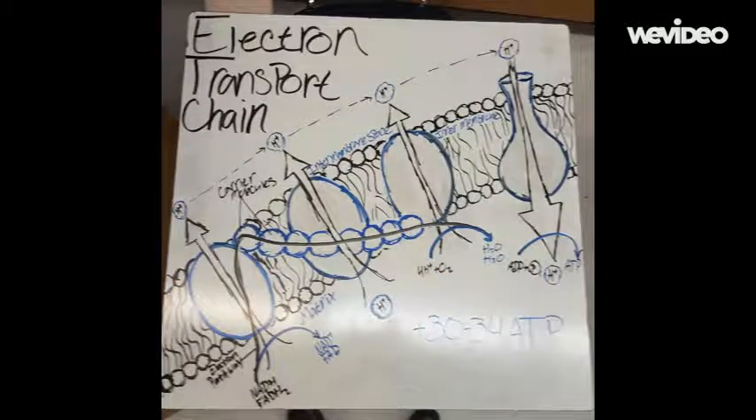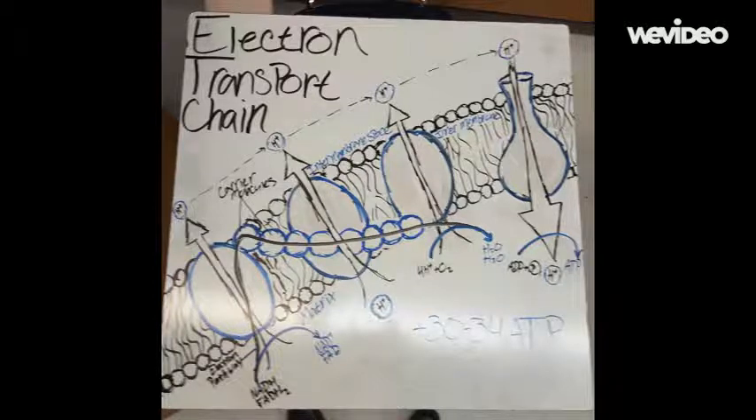NADH and FADH2 are high-energy electron carriers that make their way across the inner membrane of the mitochondria towards O2. O2 is extremely electronegative and it attracts the high-energy electron carriers. Special electron carrier proteins take NADH and FADH2 towards O2. They release electrons and protons out of the matrix and become NAD+ and FAD+.